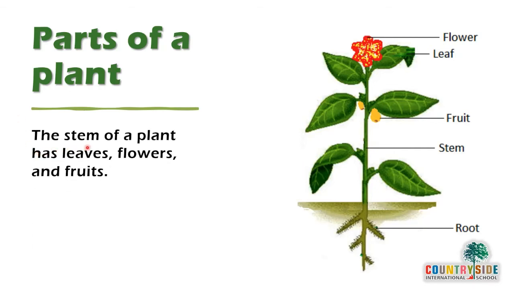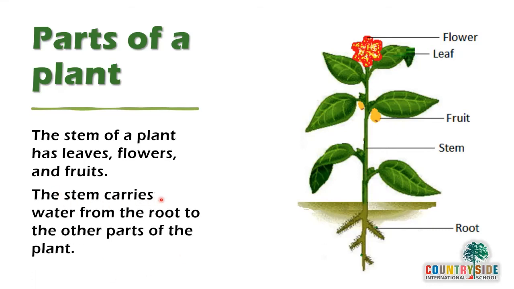Now let's come to the stem of the plant which has leaves, flowers and fruits. With the roots there is a stem connected of the plant. This is called the stem of the plant. And with the stem, a leaf is connected, a fruit is connected and a flower is connected. A stem has all these things: a fruit, a flower and leaves.